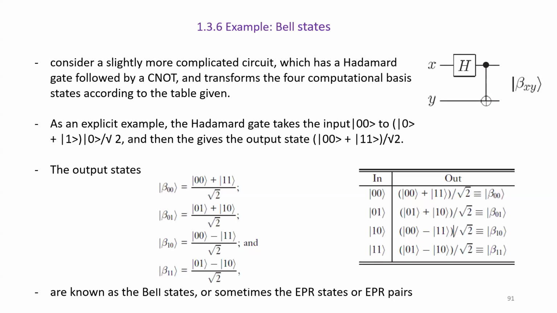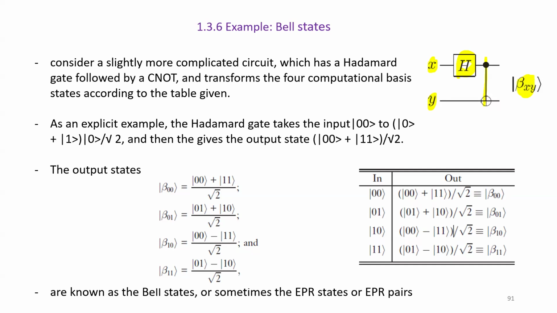So if you look at this circuit here, you are giving this circuit X and Y, and then you apply a Hadamard gate and then a NOT gate. And you start with X and Y, giving them certain values, and you are going to create at the end one of the Bell states.